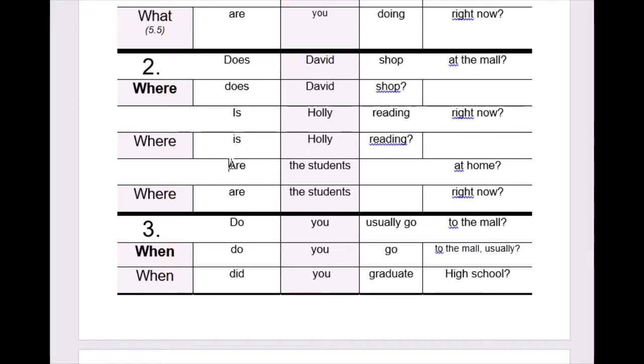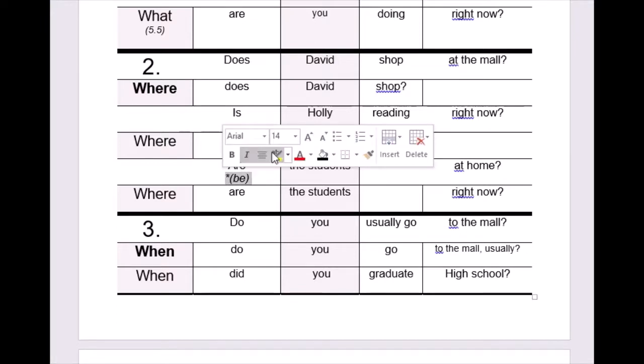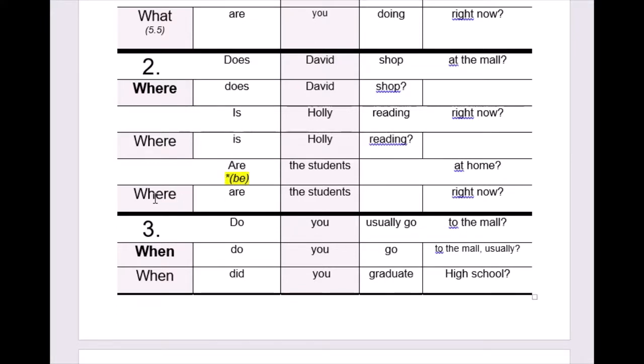Another example, yes or no question, are the students at home? So I just have verb be. I'm just using verb be as a verb to ask about location. You can do that. It's possible in English, okay? So I can use where. I could say, where are the students right now? Okay. So again, I can use be, and that is the main verb, and it's the verb I use in the question, okay?